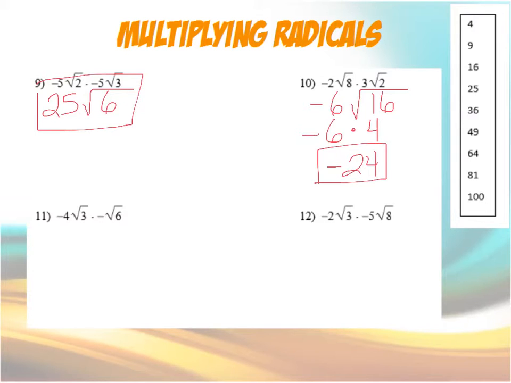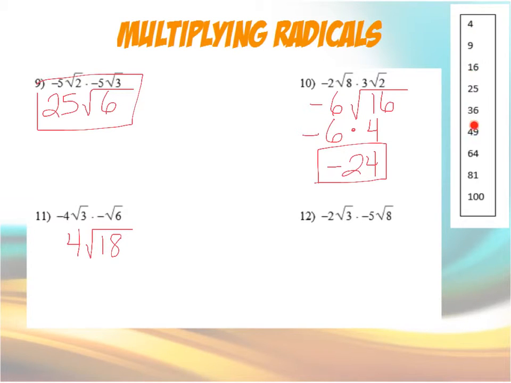Okay, let's try one more together. Number 11 here. I have a negative sitting in front of this radical. So think of that as a negative 1 sitting there. So it's a negative 4 times a negative 1, which would get me a positive 4. And then the square root would be the square root of 18.